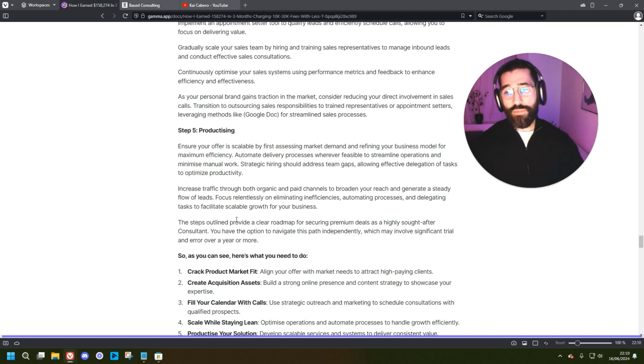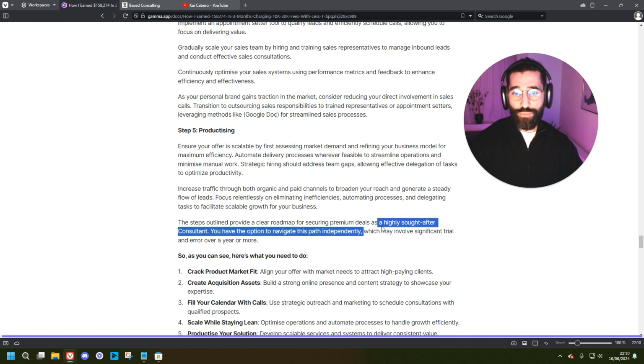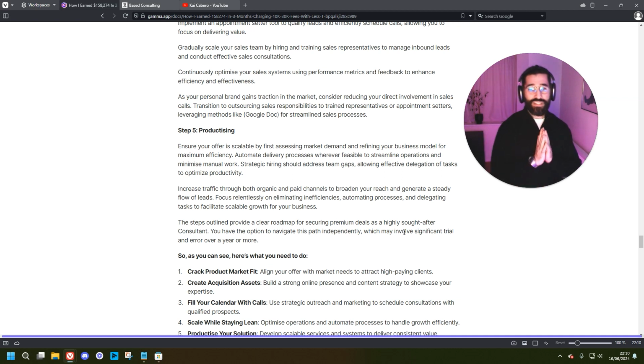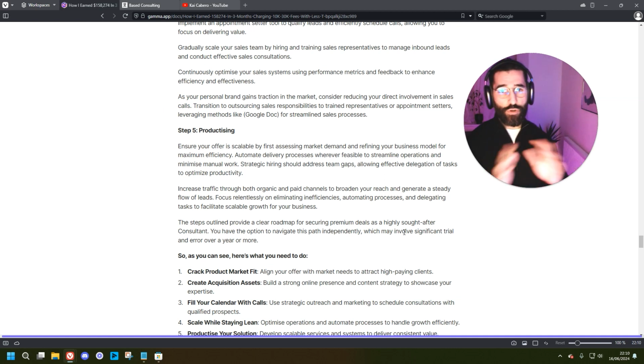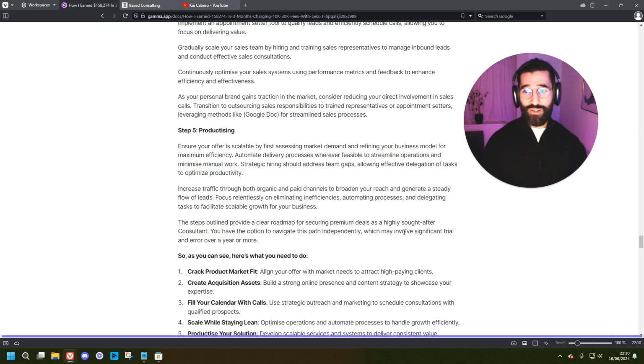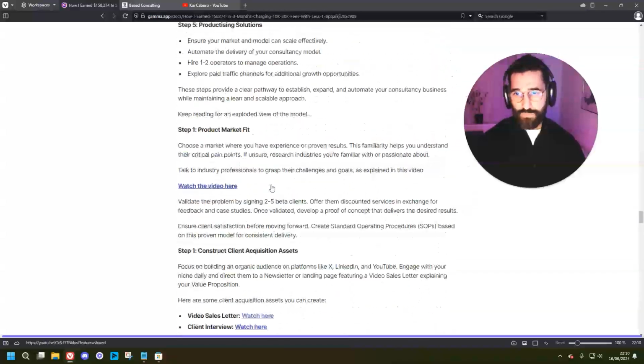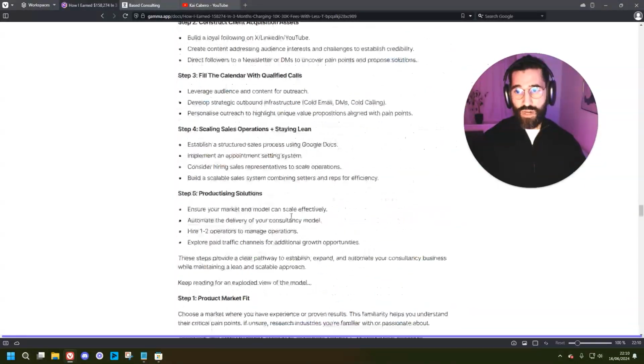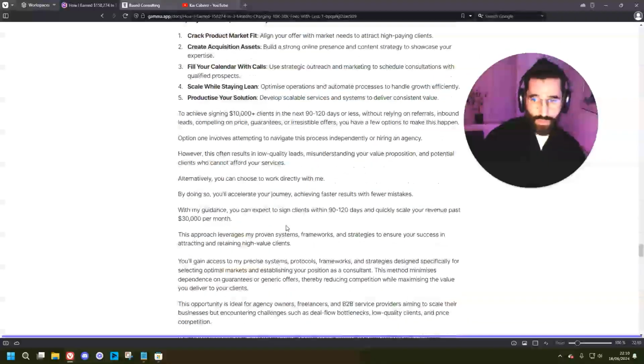So the steps outlined provide a clear roadmap for securing premium deals as a highly sought after consultant. You have the option to navigate this path independently, which may involve significant trial and error over a year or more. So this is not easy, right? All of this stuff is intermediate to advanced, and it's challenging, okay?